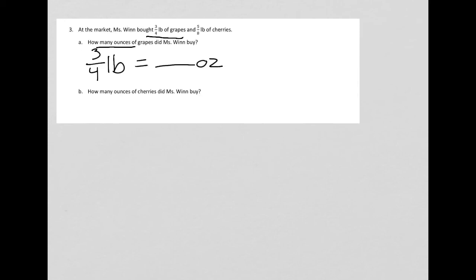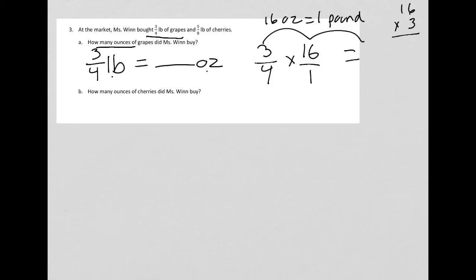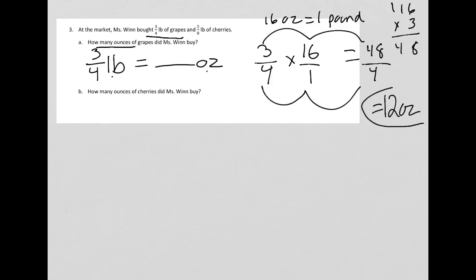Well, I know that there are 16 ounces in 1 pound. So I can do 3/4 times 16, and that'll give me how many ounces there are, because I'm going from a big unit to a small unit. So 3 times 16 is 48. 4 times 1 is 4. So I get 48/4, which I know is a fact for me. I know that 48 divided by 4 is going to be 12. So it's going to be 12 ounces is the total amount of grapes that she bought. Let's look at B.